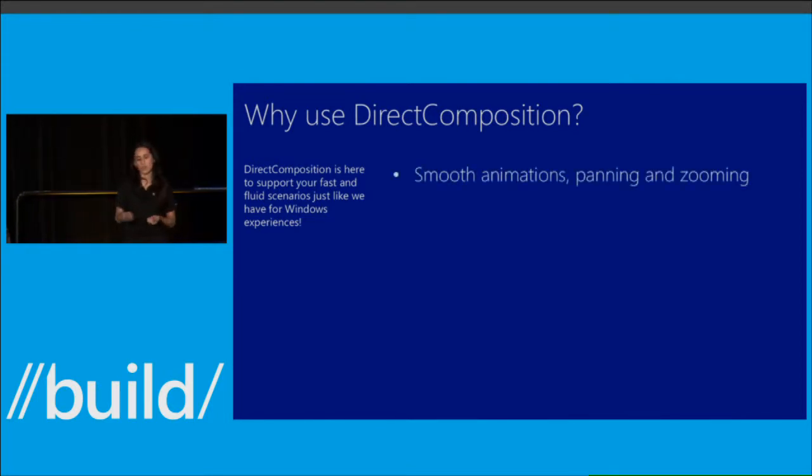We talked about smooth animation, smooth panning, smooth zooming, and those are all possible because we run independently of the UI thread. So it doesn't matter if your application is doing a lot of relayout calculations or a lot of work on the UI thread, your animations, panning, and zooming are still going to be smooth. That's important because whenever a user is trying to pan, they want an instant reaction. They don't want to wait until the UI thread is done with your calculations.